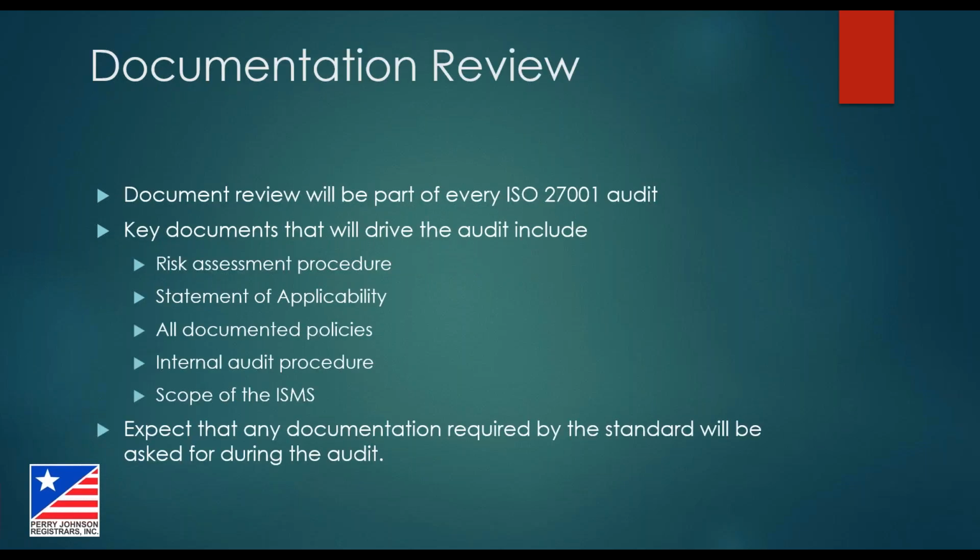All right, let's jump into documentation review. This is something that's going to happen at every ISO 27001 audit. Some key documents that I have listed here include your risk assessment procedure. That's going to talk about how you conduct your risk assessment, how you evaluate risks, how you rate your risks, what the acceptable level of risk is, things of that nature. The statement of applicability is a huge one that your auditor is probably going to use kind of as a map throughout the audit, because that's going to tell us exactly what controls you have implemented, and if we're lucky, it's also going to have a reference to how it's implemented, so that helps us drive the audit process and keep it moving.